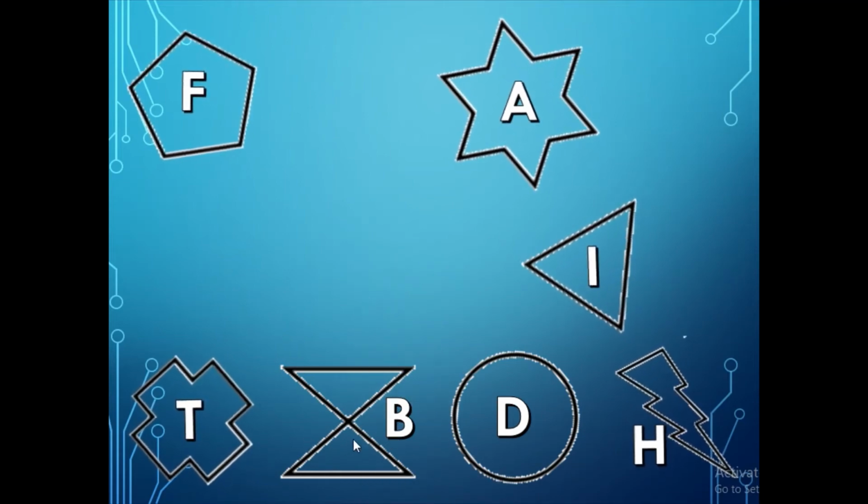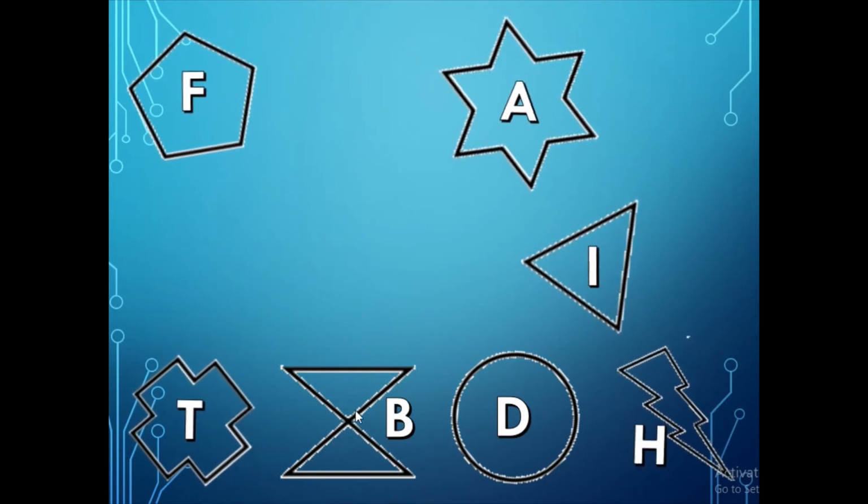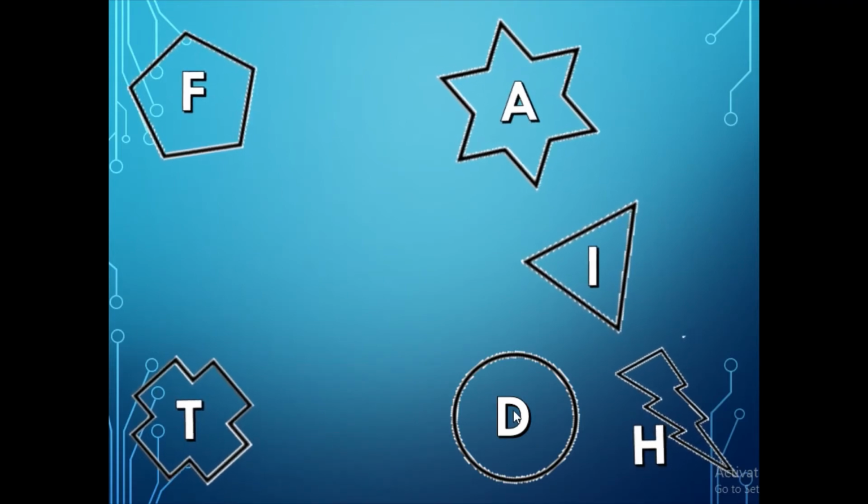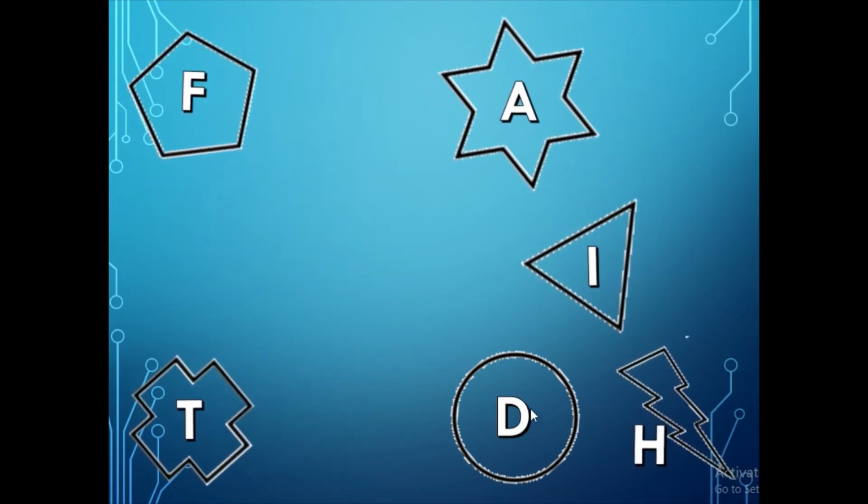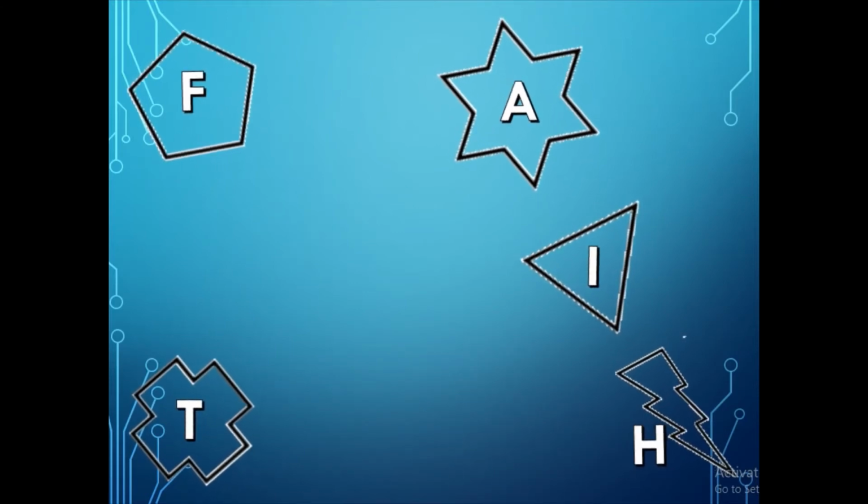Figure B is not a polygon even if it is a closed figure, because if you look at the line segments, they did not intersect end to end but rather at the middle of those line segments. And lastly, D is not a polygon, which is a circle because of the curved lines. It has no sides. So the polygons in these figures are figure F, A, I, T, and H.